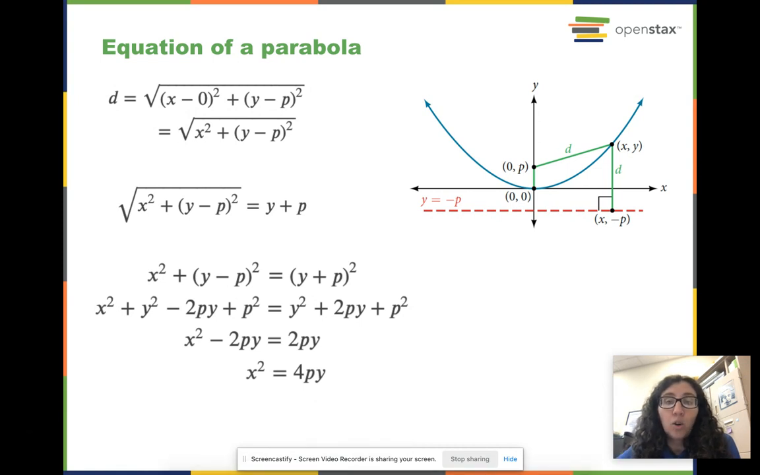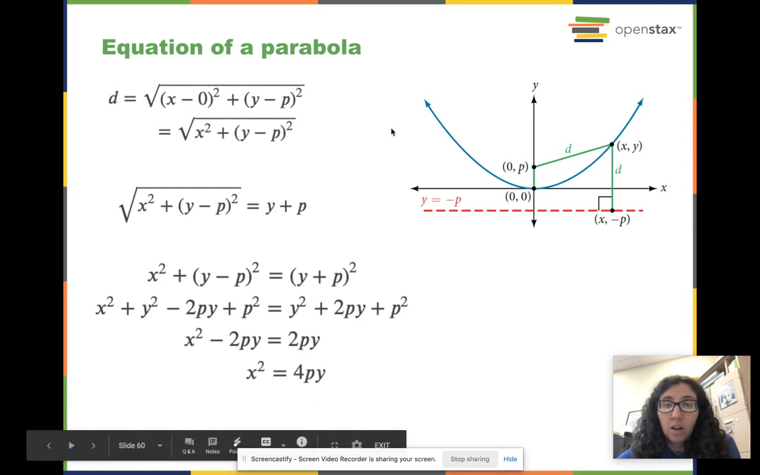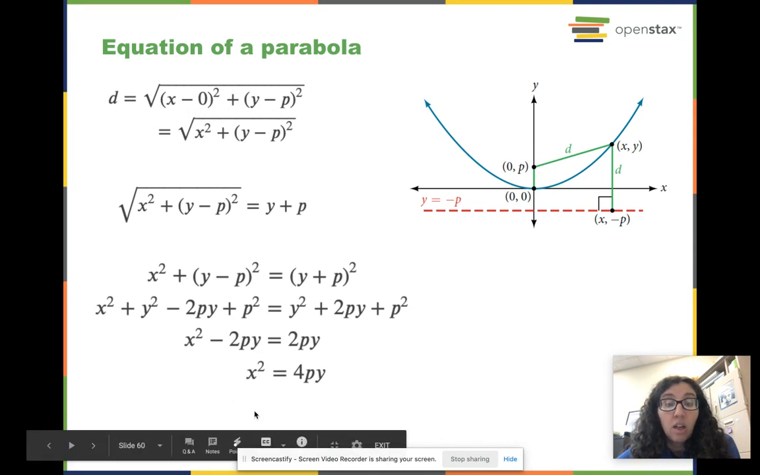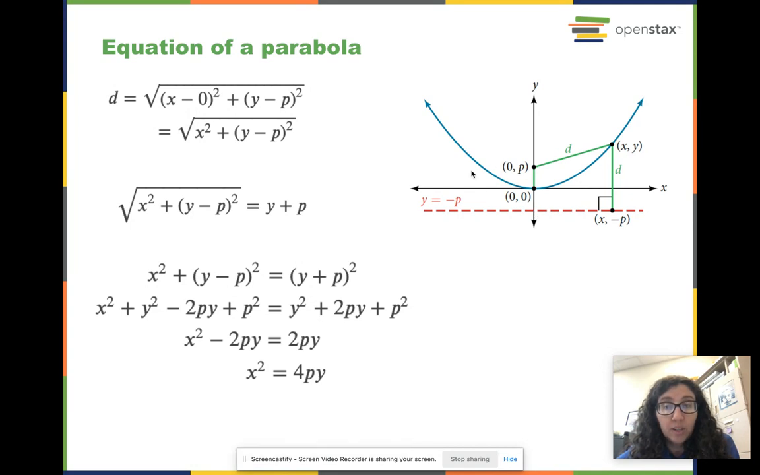That is the equation of a parabola with a vertex at the origin and a focus p units away. This looks kind of different than equations for a parabola that we've seen before, but this is the one we're going to be working with. x squared equals 4py. If we know p, then we know where the focus point is, we know where the directrix is, and we could figure out things about the latus rectum.